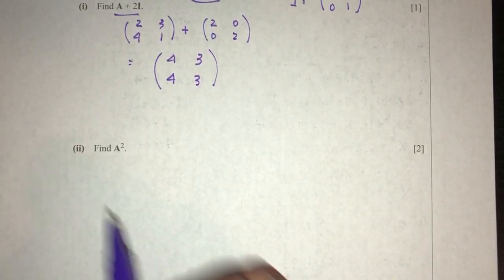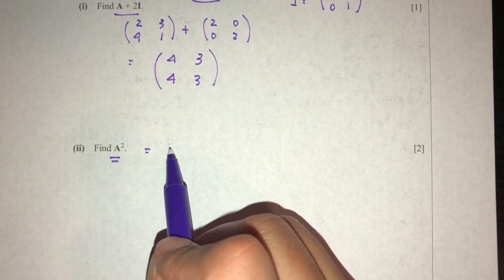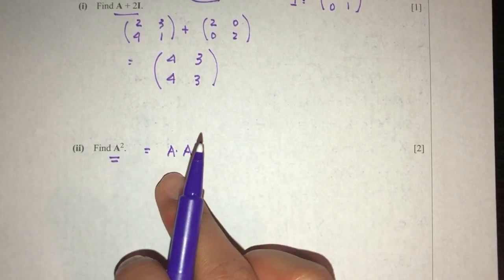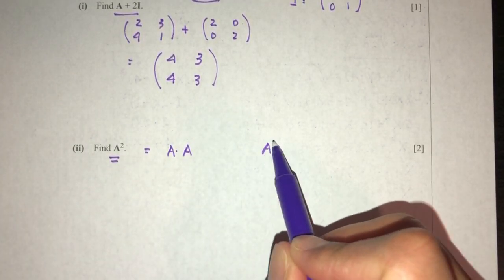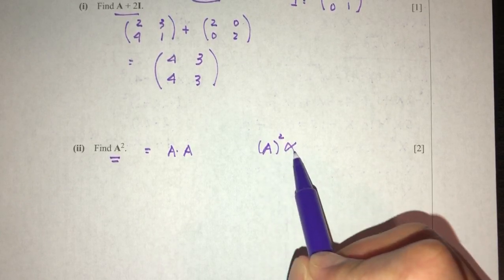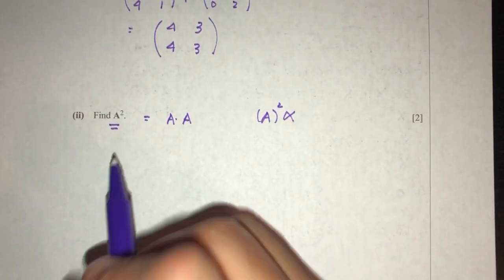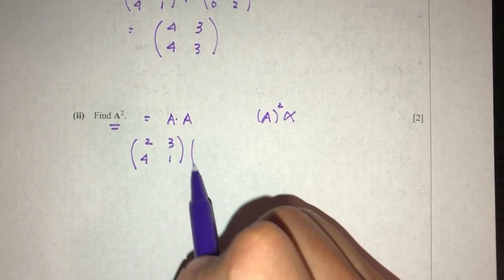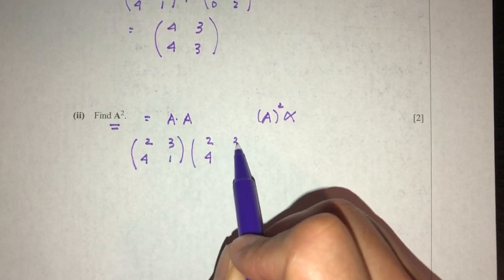Now for part 2, we have to find A squared. You have to know A squared is basically A times A. Okay, you have to know this. This is exactly how it is done. It is not taking A and squaring each element. It is A times A. So A will be 2, 4, 3, 1 times the same thing.